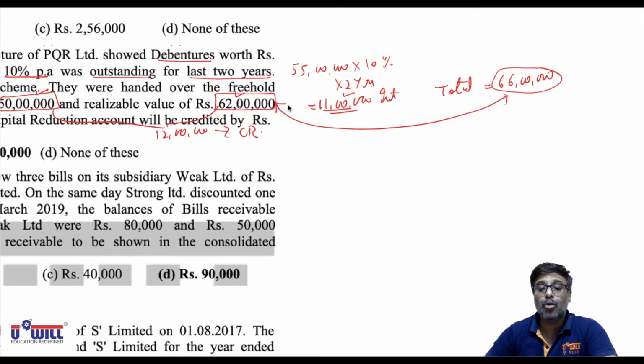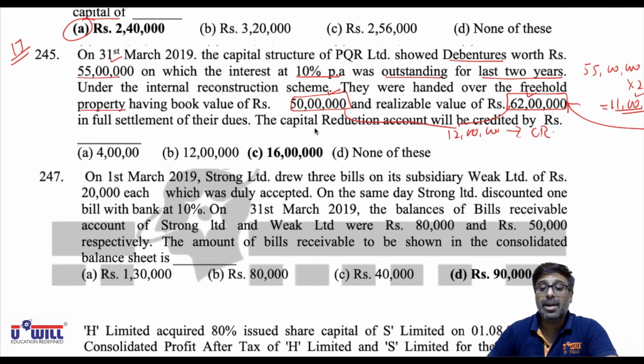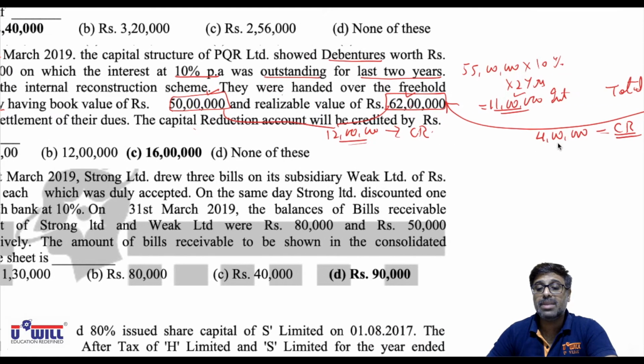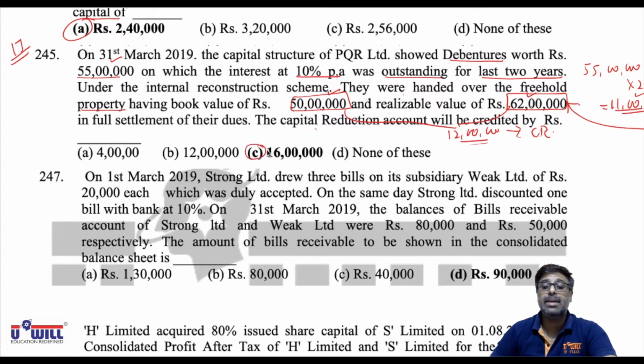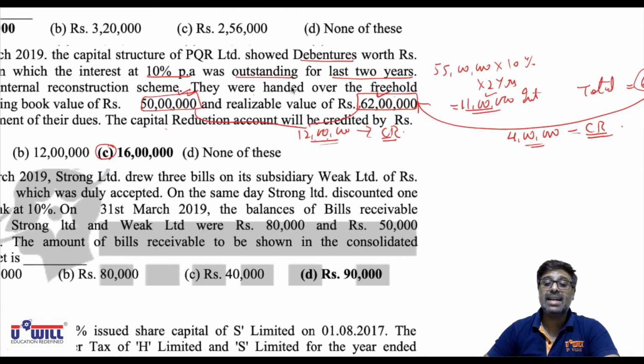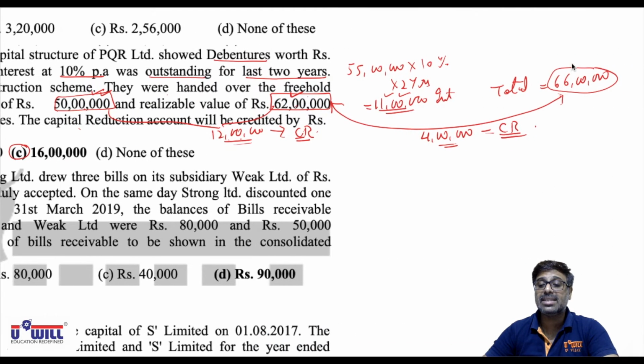So this 4 lakhs that we are paying them less in full satisfaction of their claims will also be transferred to capital reduction. So the capital reduction will be credited with 12 lakhs plus 4 lakhs, 16 lakhs. I repeat, freehold property 50 lakhs, its realizable value 62 lakhs. So the 12 lakhs increase in the freehold property's value goes to capital reduction. Debenture holders 55 lakhs plus 11 lakhs of interest, we would have to pay 66 lakhs.